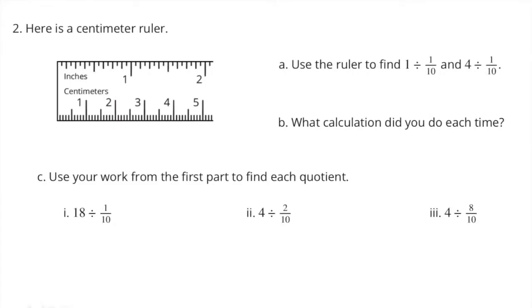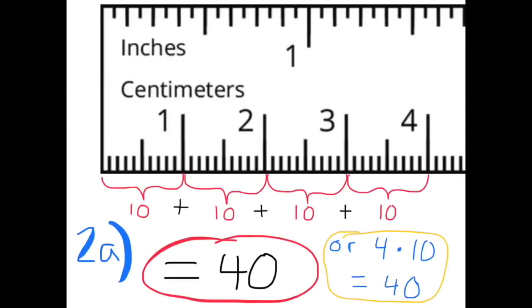Use the ruler to find 4 divided by 1/10. In 1, there's 10 groups of tenths. So in 4, it would be 4 times 10 groups of tenths. So 4 divided by 1/10 is 40.